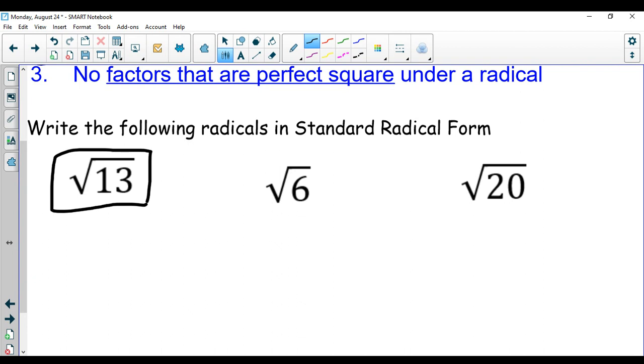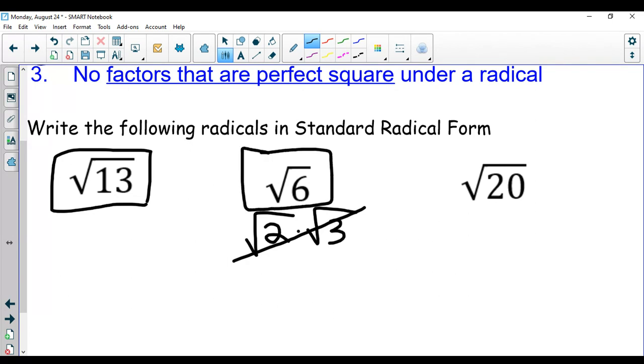6 is not a perfect square. One thing that people try to do is to say, oh, I could break 6 down into 2 times 3, but these are factors of 6. 2 is not a perfect square, and 3 is not a perfect square. So we're not going to actually do that step right there. Even though we can break it down, we keep it as square root of 6.